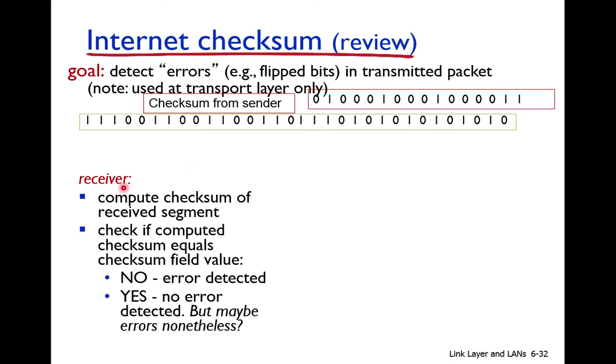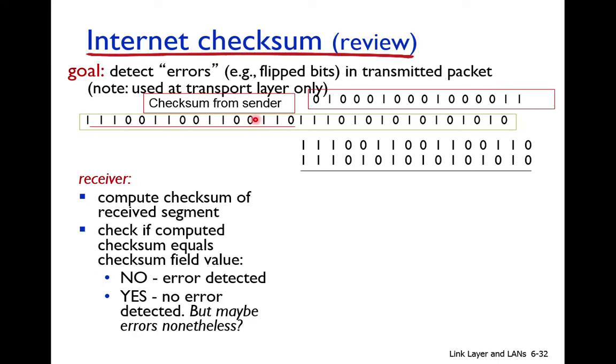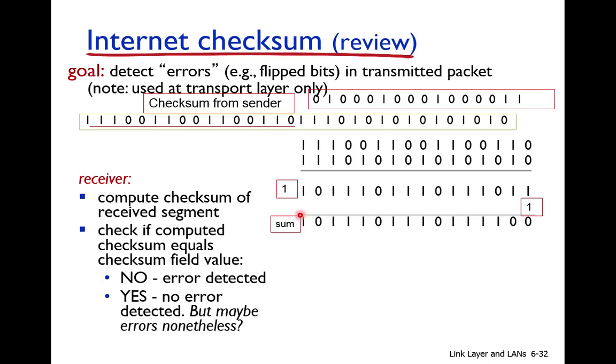So what does the receiver do? The receiver receives the data. It again computes the checksum of the received segment. So this data is received, and its checksum will be recomputed. Again, this data will be divided into 16 bits, these are added, and its checksum is computed. This is the sum, and again we take the 1's complement of the sum. So this is the checksum.